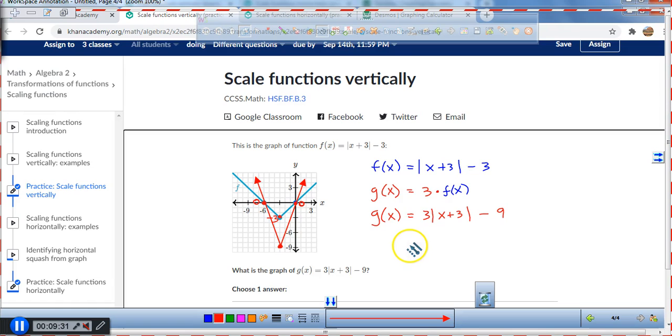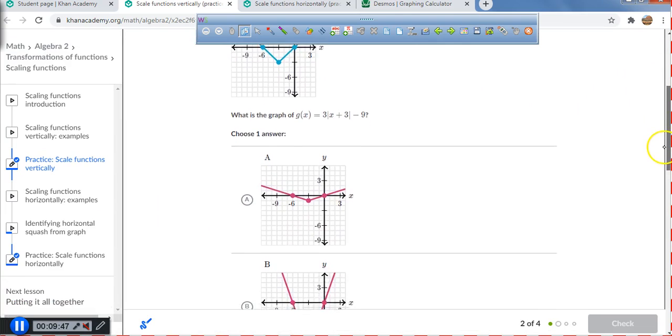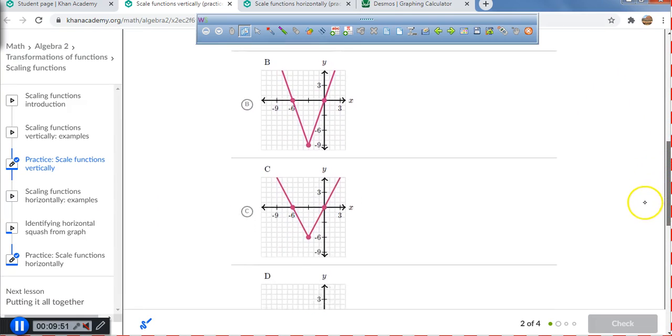That's what I'm looking for. All right, so there's my new function g of x. Way down here, it went from -3 times 3 is -9, right down there, and then it's going to go up. That's what I'm looking for. Ooh, I like B so far. B looks pretty good. I think it's B.